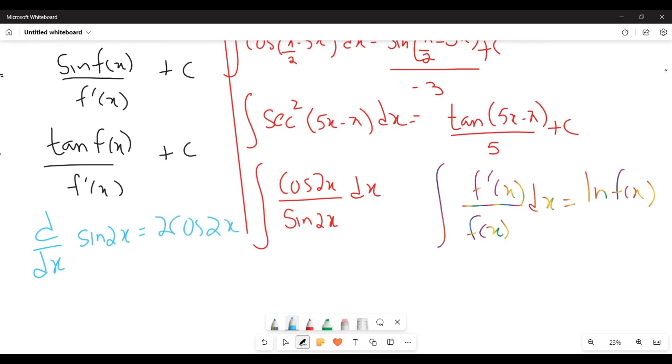So the 2 is missing here. So we will multiply by 2 and also divide by 2 outside. We write 2 here and a half here. So now the condition is fulfilled that you have the derivative of the denominator in the numerator. So now you change it into half ln sin 2x plus c.